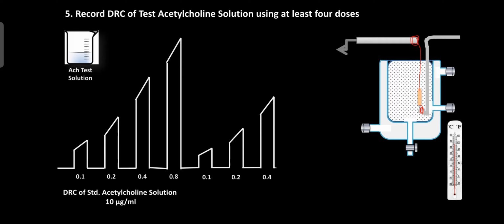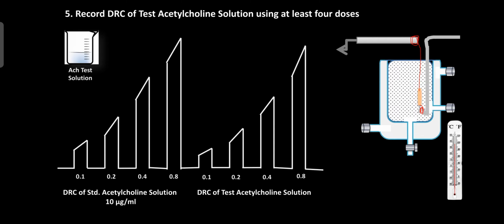then record the baseline for 30 seconds without any drug. After that, add 0.8 ml of test acetylcholine solution and record responses due to additions of 0.8 ml of acetylcholine solution for 30 seconds. So after 30 seconds, stop the drum and change the Ringer solution. So this is the DRC of test acetylcholine solutions.